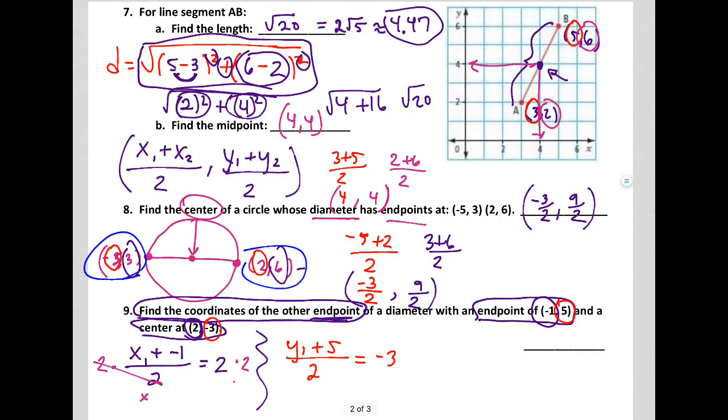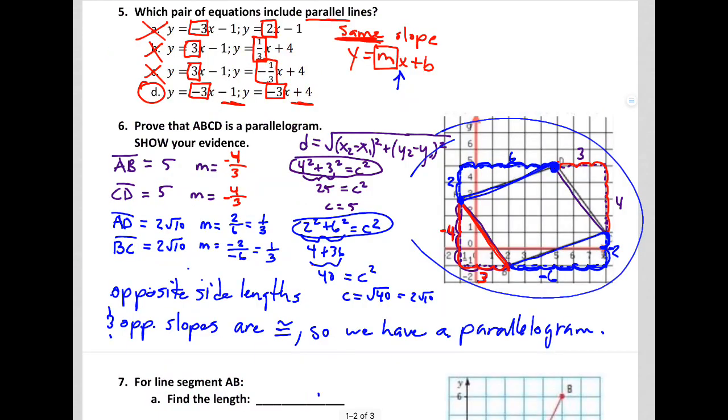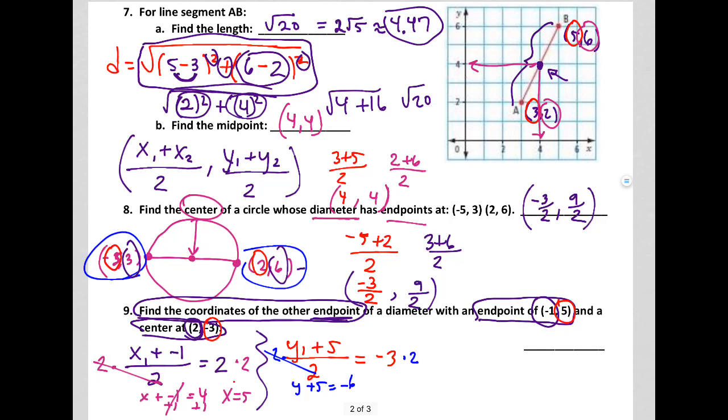And that gives me that x. I don't really need the x1 on it, so x plus negative 1 equals 4. And then I need to invert that negative 1 by adding 1 to both sides. So basically that gets rid of that, so I have x equals 5. And then to do the other side here, I multiply both sides by 2 as well. That'll get rid of that 2 at the bottom, and we just have y plus 5 equals negative 6. And then I need to subtract 5, we get y equals negative 11. So based on the algebraic method, it looks like our other endpoint is 5, negative 11.